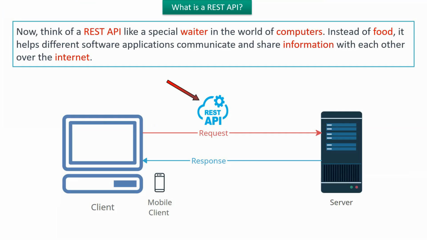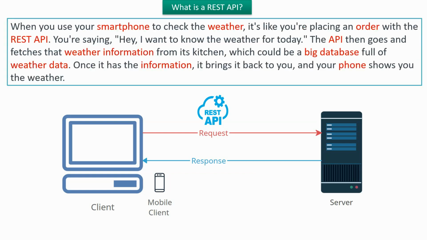Now you can think of REST API like a special waiter in the world of computers. Instead of food, REST API helps different software applications communicate and share information with each other over the internet. When you use your smartphone to check the weather, it is like you are placing an order with REST API, and you are saying, I want to know the weather for today. The REST API then goes and fetches the weather information from its kitchen. The kitchen is equivalent to a big database in the computer world.